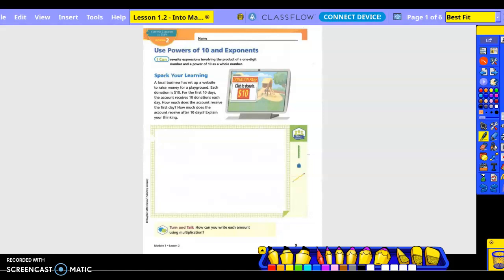Fifth grade into math, lesson 1.2, use powers of 10 and exponents. I can rewrite expressions involving the product of a one-digit number and a power of 10 as a whole number. Spark your learning. A local business has set up a website to raise money for a playground.